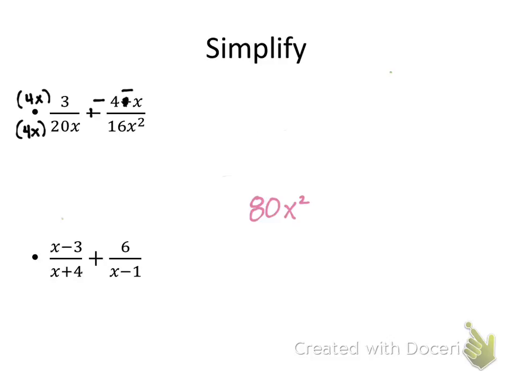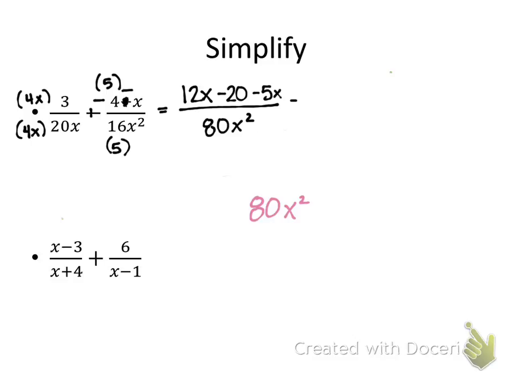What do I need to multiply by 16 to make it 80? If you're ever not positive, just do 80 divided by 16, and it'll tell you exactly what number to multiply by. 5. What do I need to multiply by x squared to make it x squared? Nothing. So I'm going to multiply both of these terms up top by 5. So I'm going to rewrite it with my common denominator, 80x squared. 12x is my new first numerator, minus 20 minus 5x.